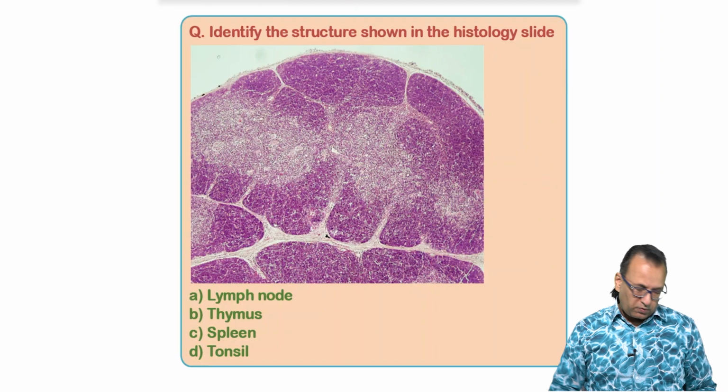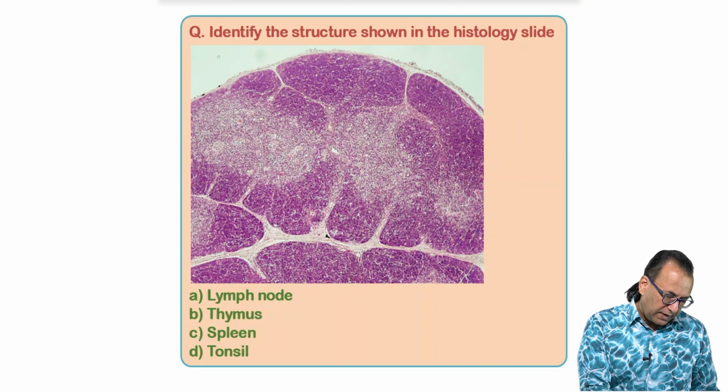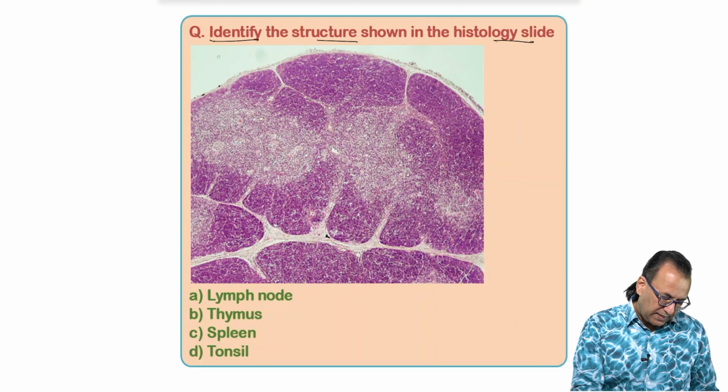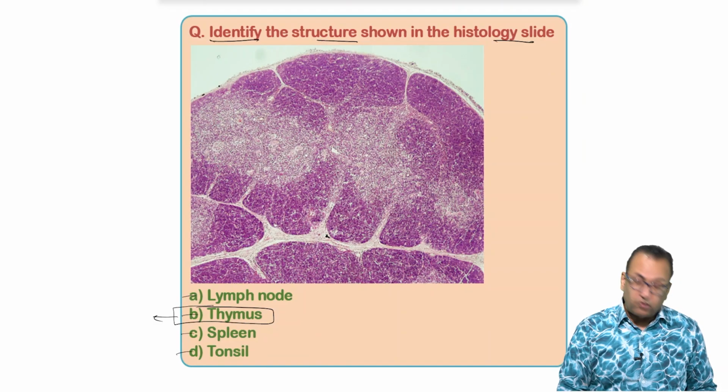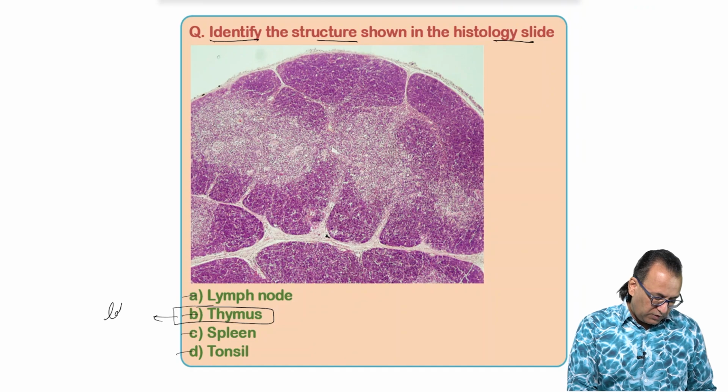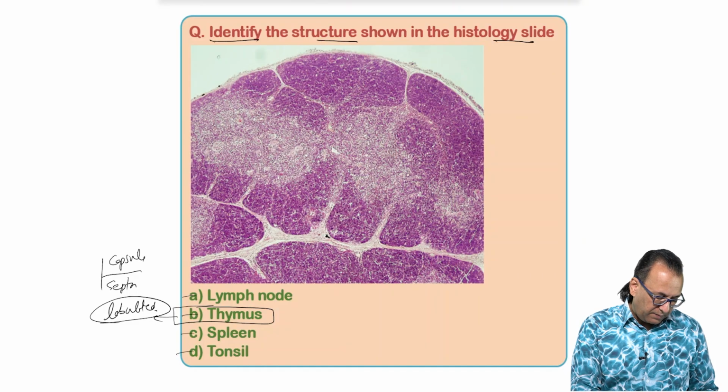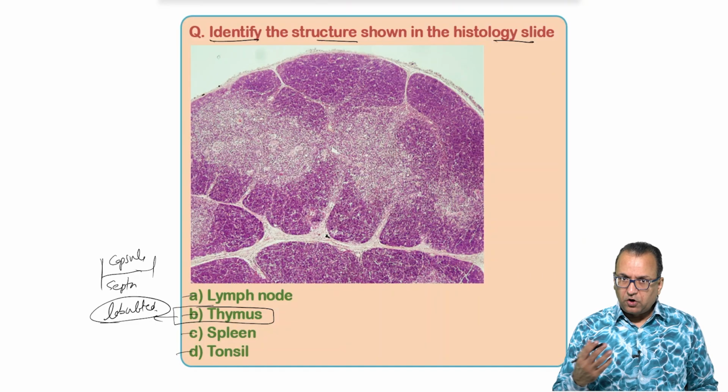Now, when we are looking at this diagram, they are asking us to identify the structure. The histology slide gives us the options of lymph node, thymus, spleen and tonsil. I'll go with thymus. Now, why would you go with thymus? Thymus is actually a lobulated structure and will have a lot of septa coming from the capsule, and because of that it will have a lobulated appearance.